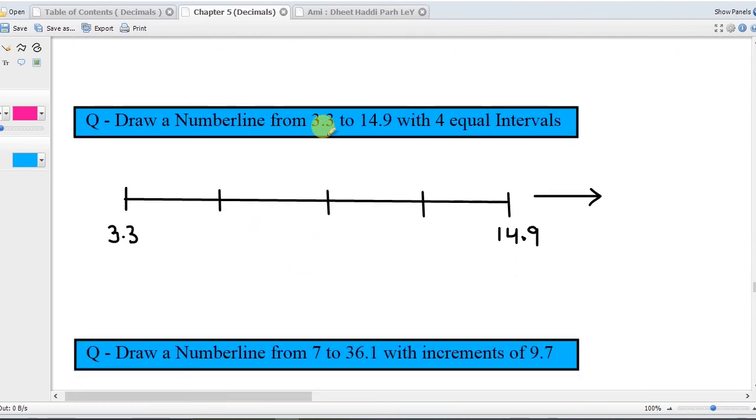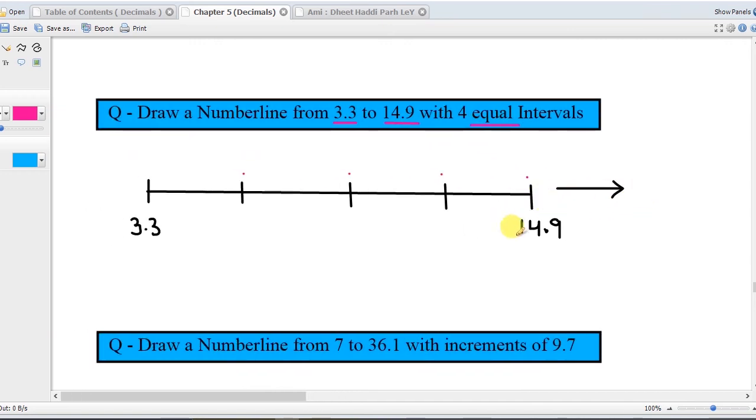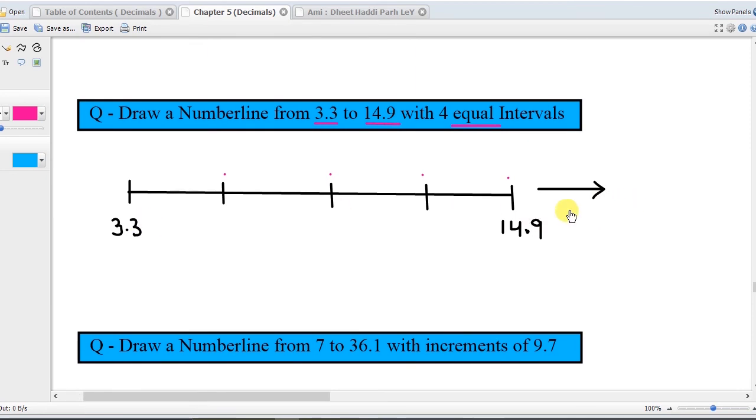Next is draw a number line from 3.3 to 14.9. So this is our range. This is the starting point, this is the ending point, with 4 equal intervals, right? So the intervals must be 1, 2, 3 and 4, and they are equal, right? Equal intervals. So again, same strategy. So this is the maximum value, this is the minimum value.